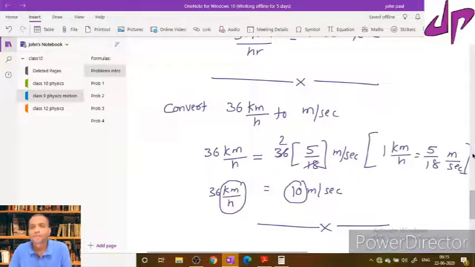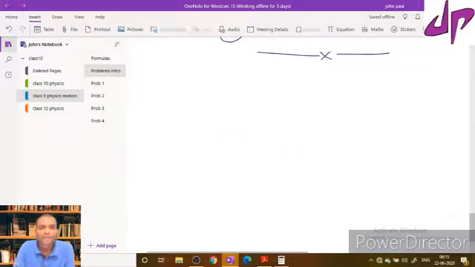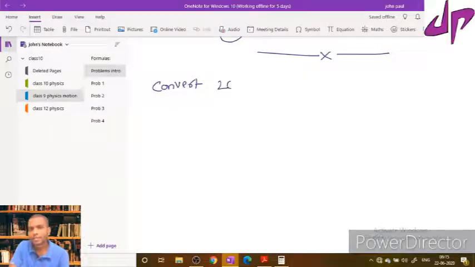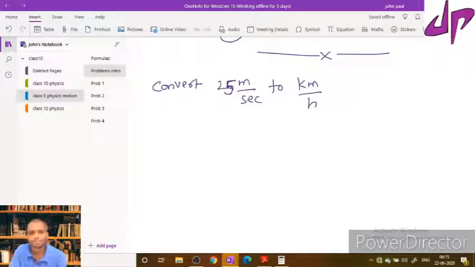Now let's see, we need to convert in reverse, means convert 25 meter per second to kilometer per hour. Now, this time we are having meter per second. Now we need to convert that to kilometer per hour. So, how can we do that? We know that 1 kilometer per hour equal to 5 by 18 times meter per second.